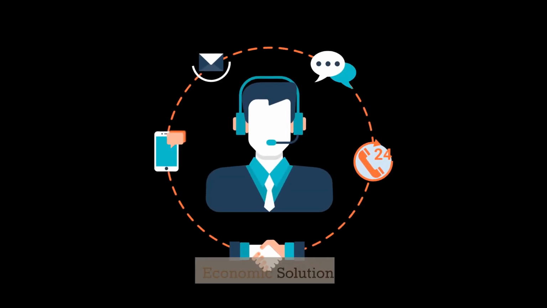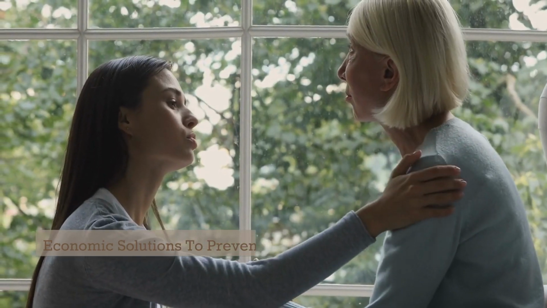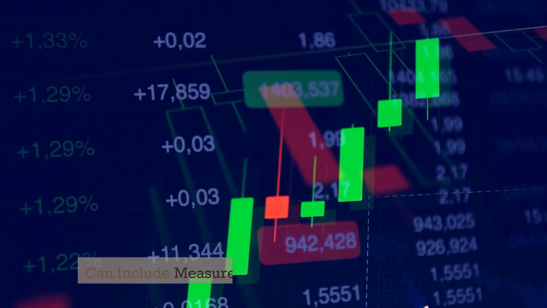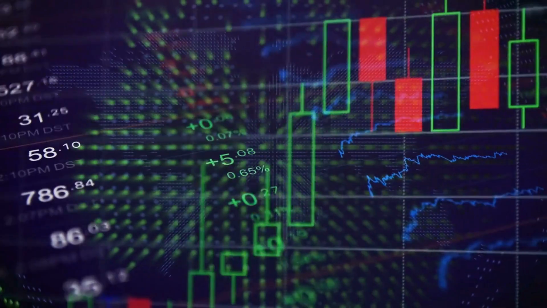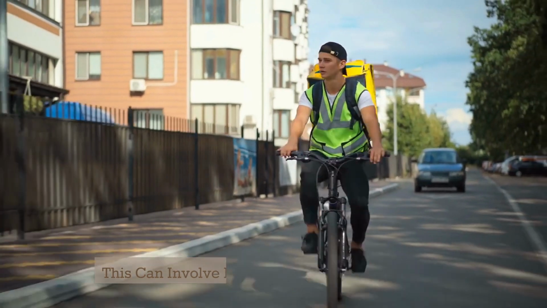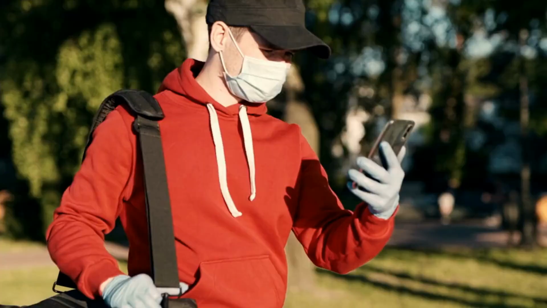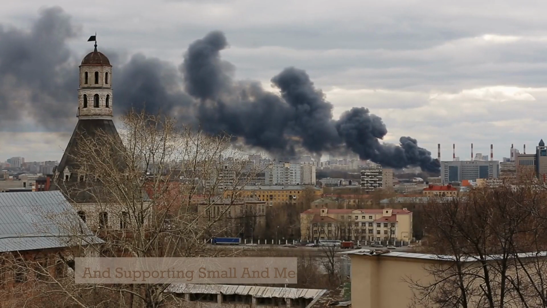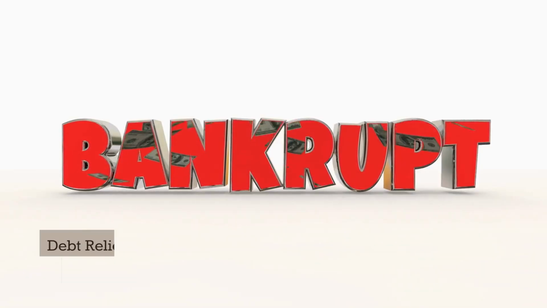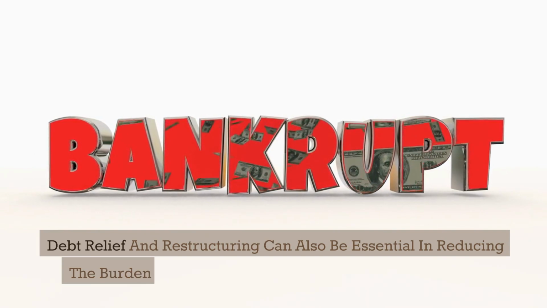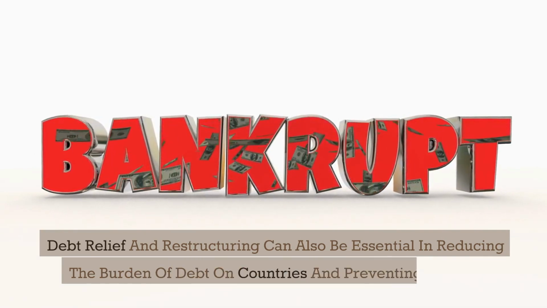Economic solutions. Economic solutions to prevent or mitigate the impact of country collapse can include measures to promote economic growth, reduce debt, and address inequality. This can involve promoting foreign investment, improving infrastructure, and supporting small and medium-sized enterprises. Debt relief and restructuring can also be essential in reducing the burden of debt on countries and preventing default.